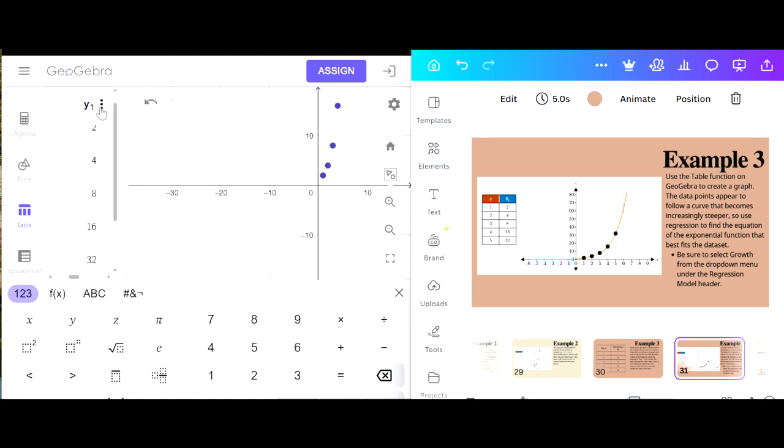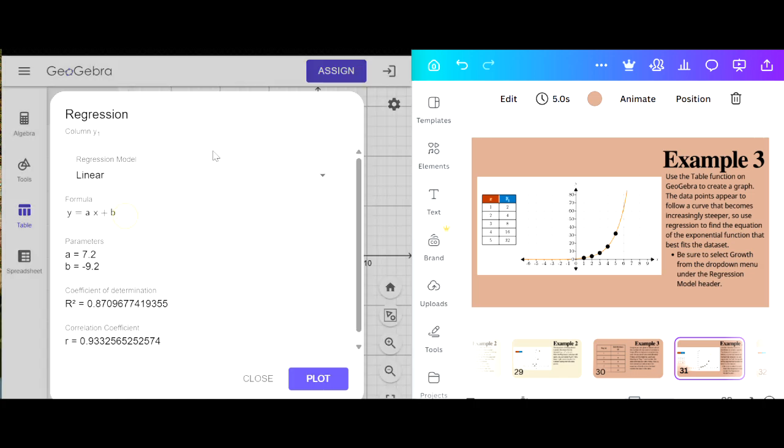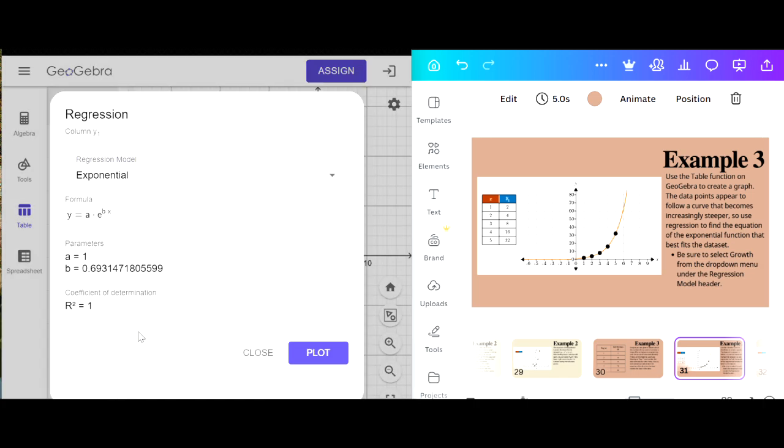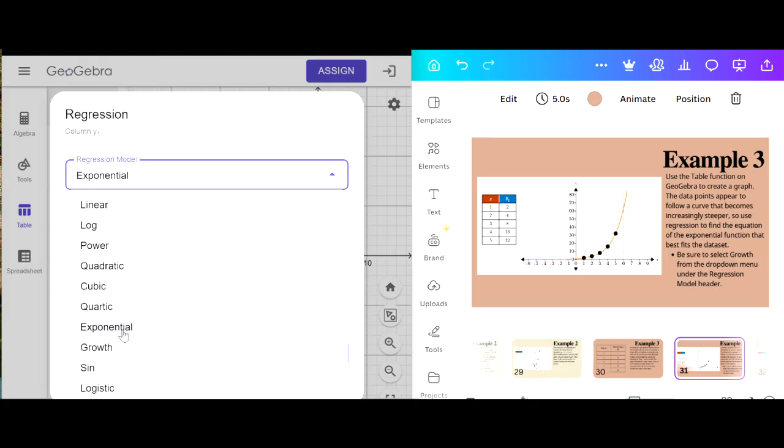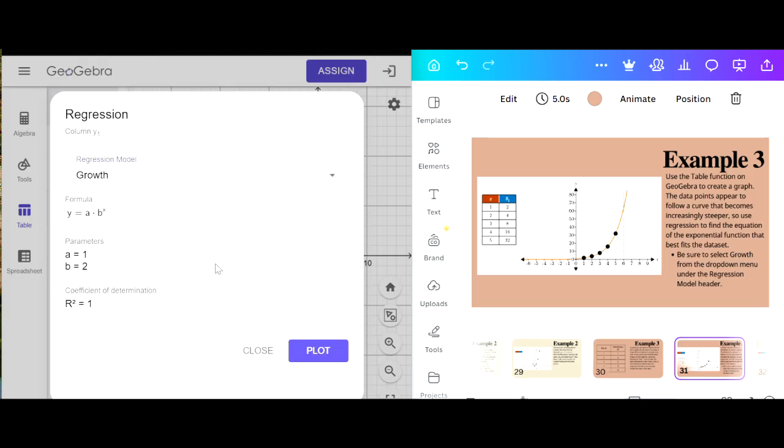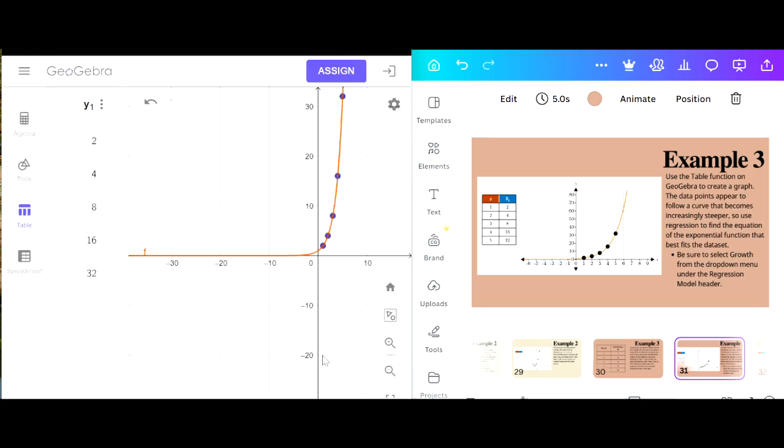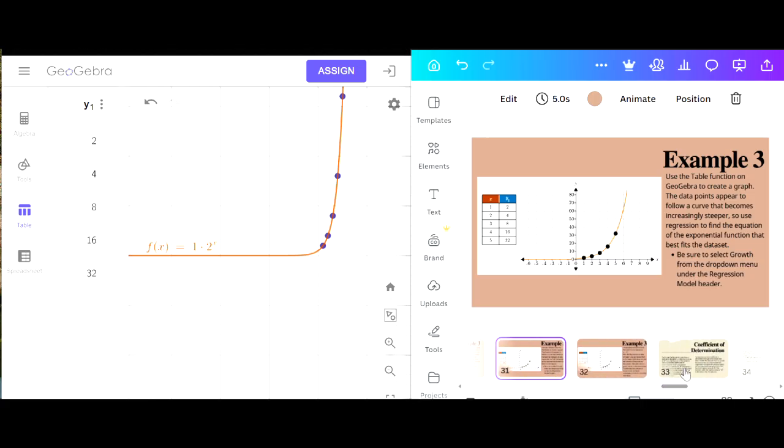Okay, so we're going to come here. We're going to use regression. We're going to change this to exponential. Okay, and look, it's doing it again. Be sure, oh, it wants growth, not exponential. That's my problem. Okay, we're going to plot it. Then we're going to come here. We're going to show our value, and there's our formula. That's why you have to make sure to click growth, not exponential. Growth is the key here.